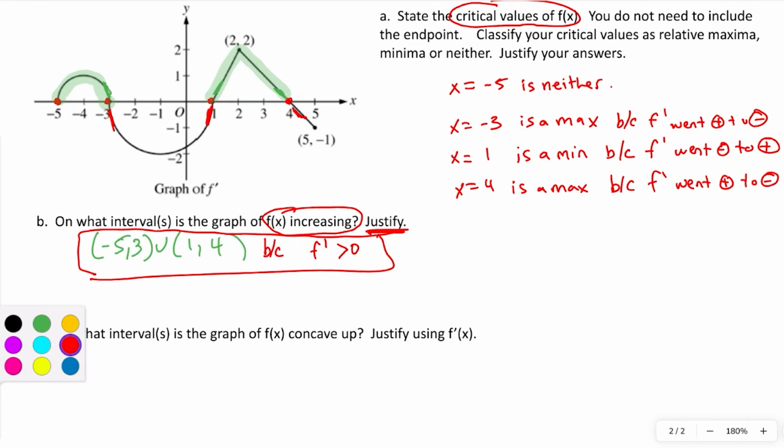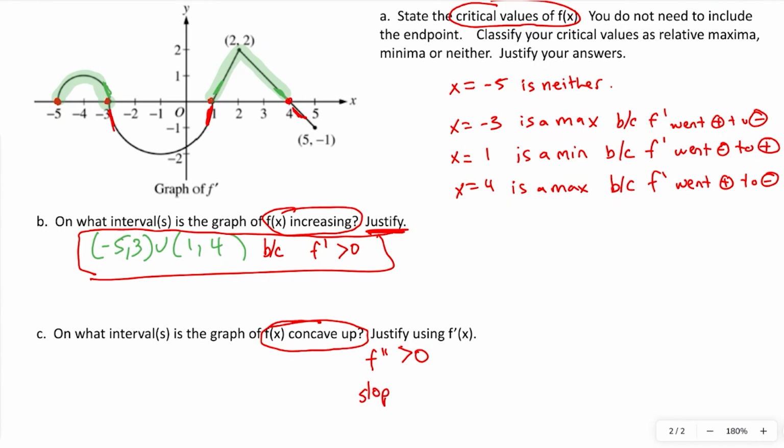Our last question of the day is for us to find the intervals where it's concave up, and we'll justify using f prime. So in order for f of x to be concave up, I'm going to write this two different ways. Wherever f double prime is positive, and what that means is that the slope of f prime needs to be positive. I'm going to clean that up a little bit, make it a little easier to read. The slope of f prime is positive.